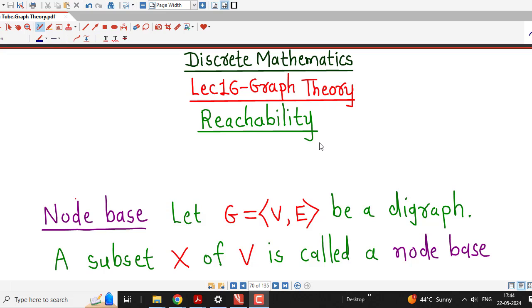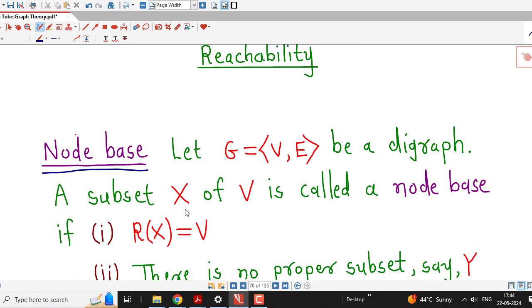In this lecture we will discuss one more example on finding node base in a directed graph. We have discussed the definition of node base in previous lecture. Here also we just revise what is the meaning of node base.